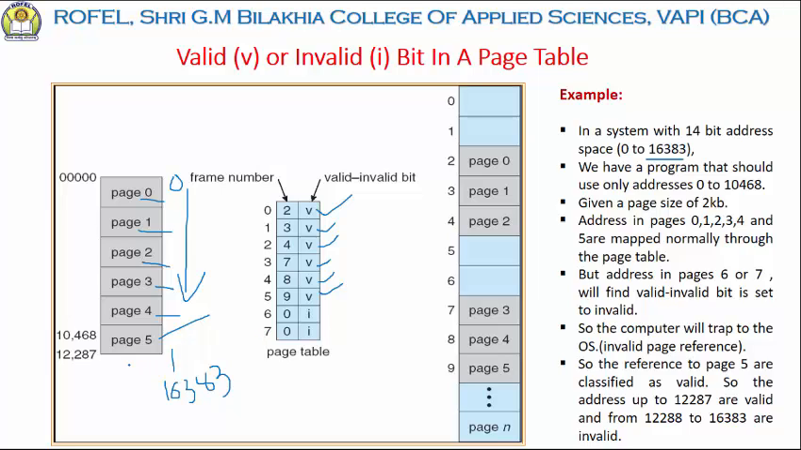The logical address does not provide page 6 and page 7. So that's why it is an invalid page. It is an invalid page, and the entry of an invalid page cannot be in physical memory.